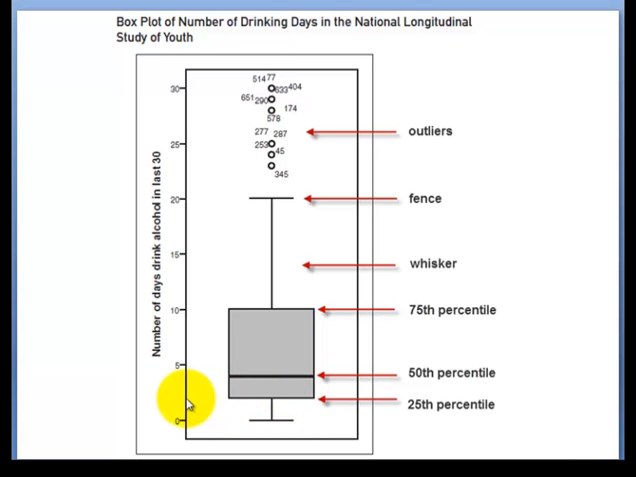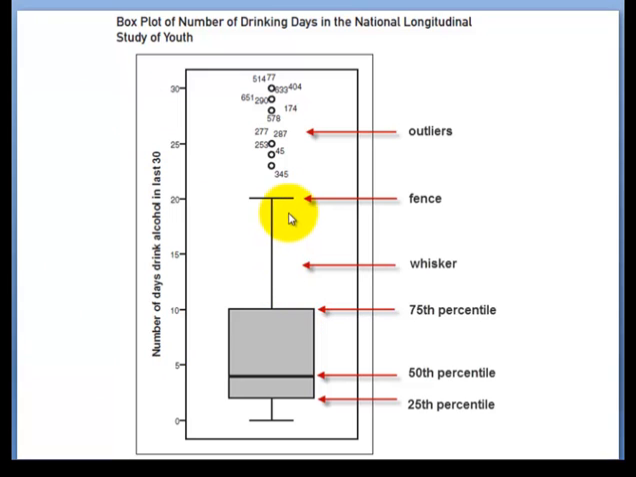On the other hand, this looks to me as though it traces over to 2. So 25% of youth drank 2 or fewer drinks in the past 30 days. The line in the center of the box conveys the value at the 50th percentile. So half of the youth drank on 4 or more days, and half on a lesser number of days.